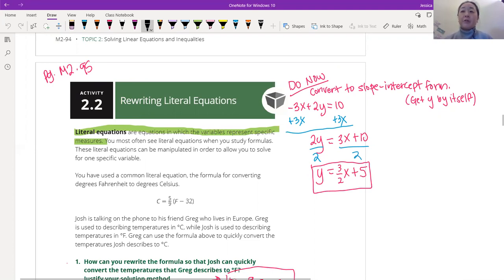So convert to slope intercept form. And when I say that, it just literally means get the y by itself. So here we have this equation, negative 3x plus 2y is equal to 10. And all the other variables, just like x, pretend x is like a number, because guess what? It is a number. We just don't know what that number is.